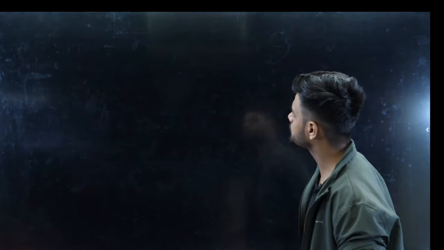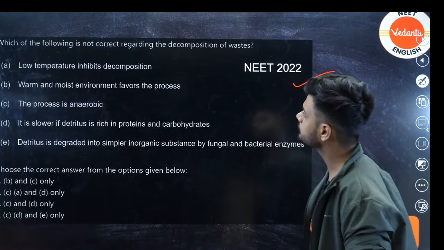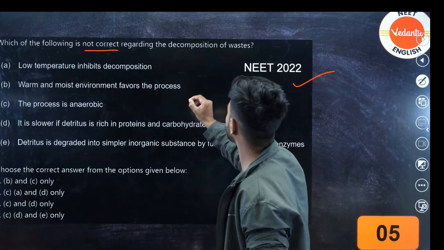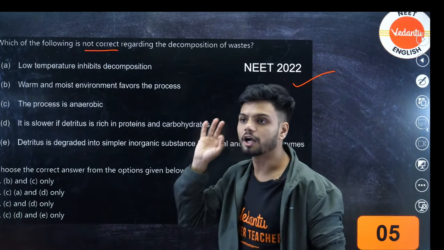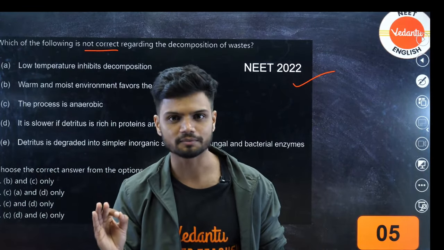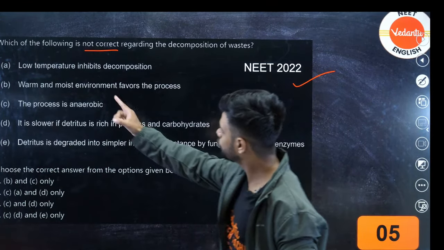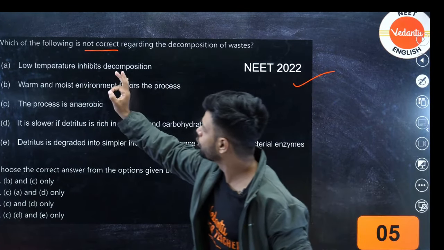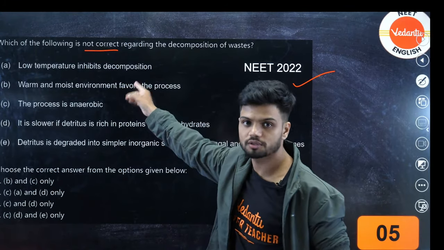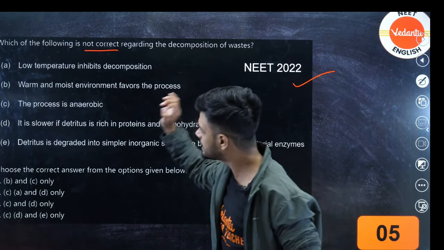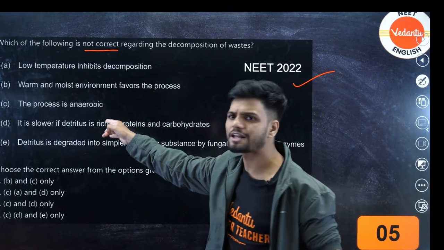Now, next question. NEET 2022 question. Which of the following is not correct regarding the decomposition of the waste? Are you seeing the number of questions from decomposition? Low temperature, I made you write down. Did I make you write down all these points? Low temperature inhibits decomposition? Yes. Warm and moist environment favors the process? Yes. The process is anaerobic?